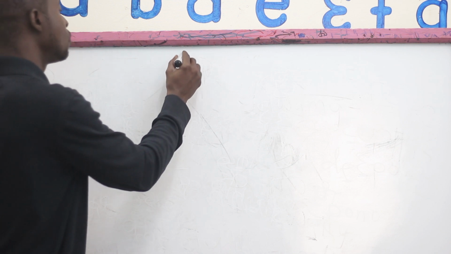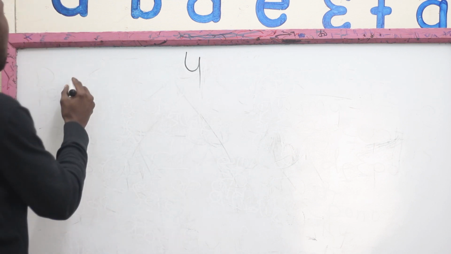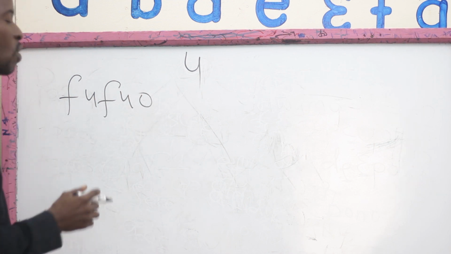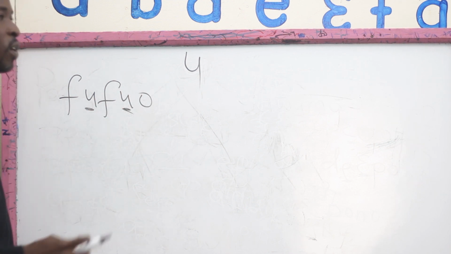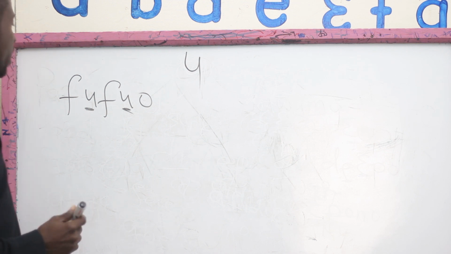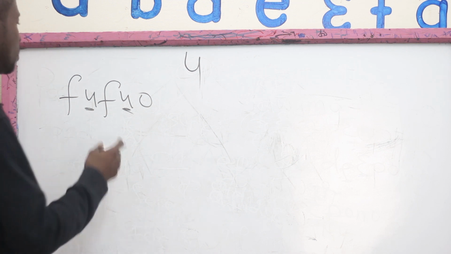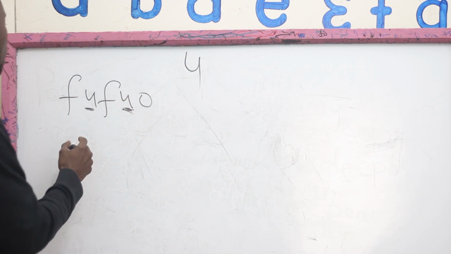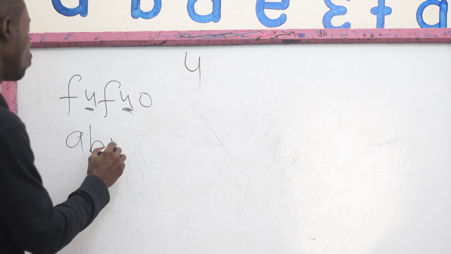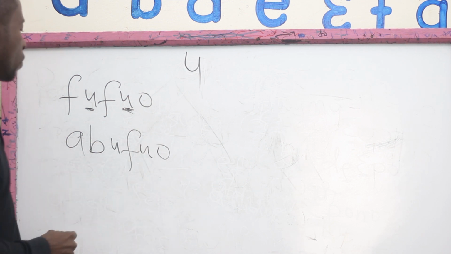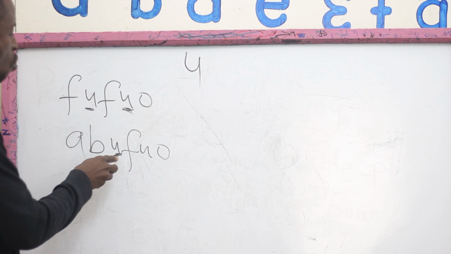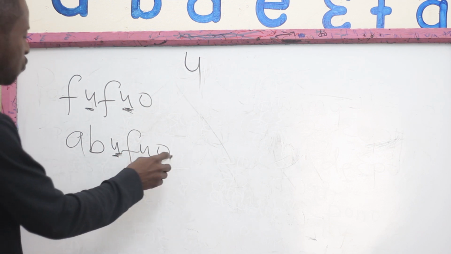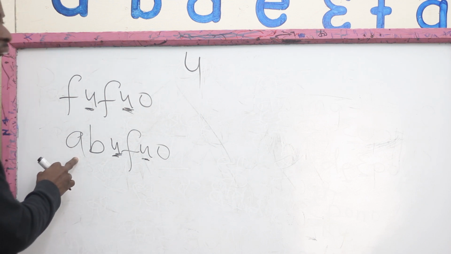Now the next sound is U, as in fu, fuo. Fufu is a kind of food we eat here in Ghana. So just note the sound U, fu, fuo. Another word is bu, fuo. And remember, I didn't say abufuo.